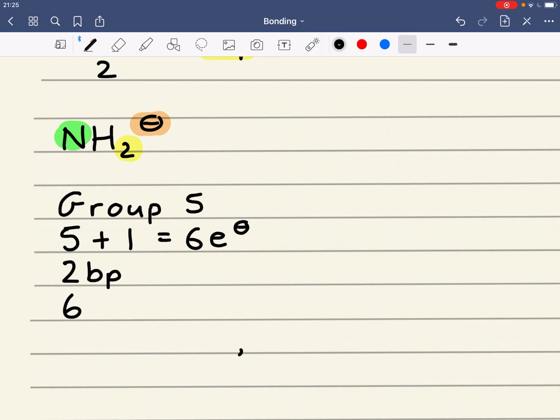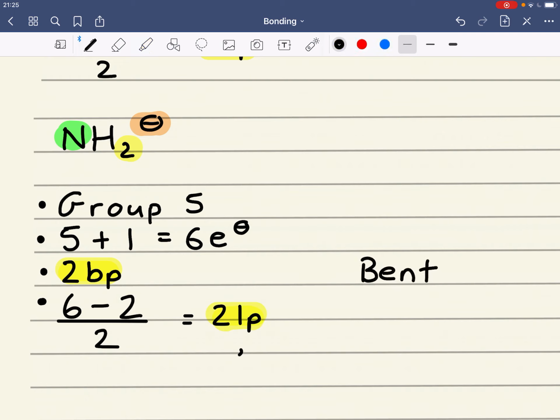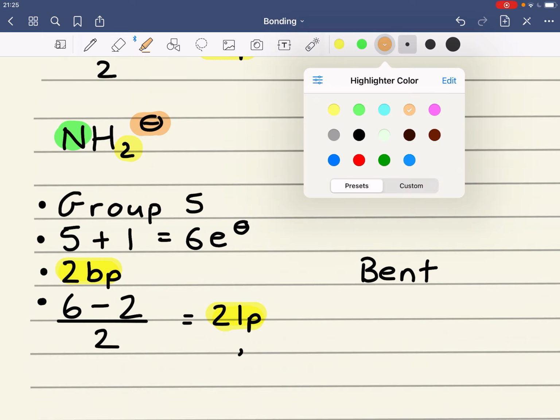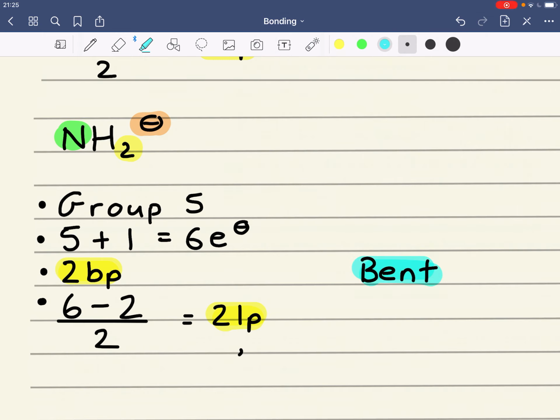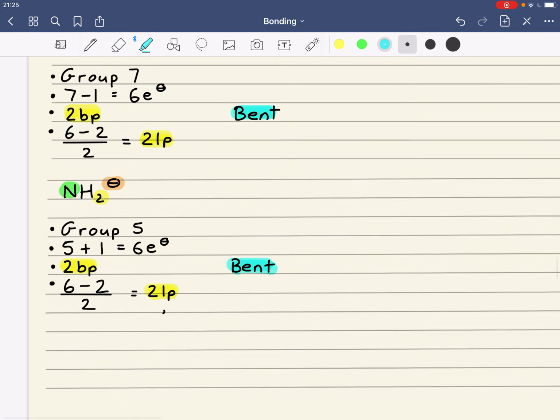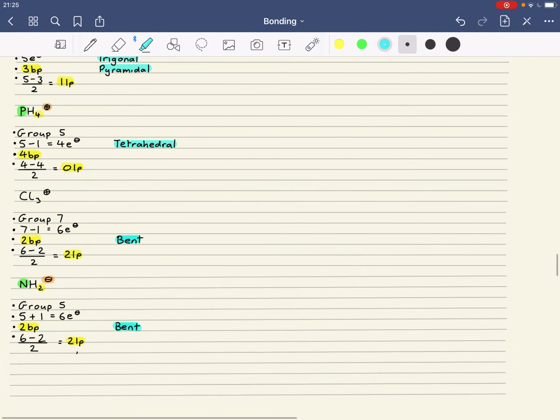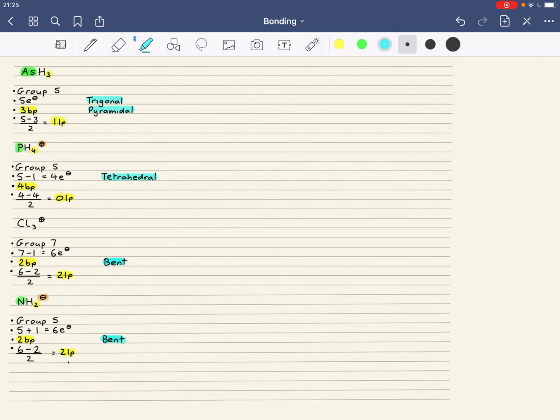The number of lone pairs is 6 minus 2. Remember, it's this number minus this number, divided by 2. And that gives me 2 lone pairs. So if you've got 2 bonding pairs and 2 lone pairs, we're going to have the same example as we had previously, and that is going to be a bent shape with bond angles of 104.5.